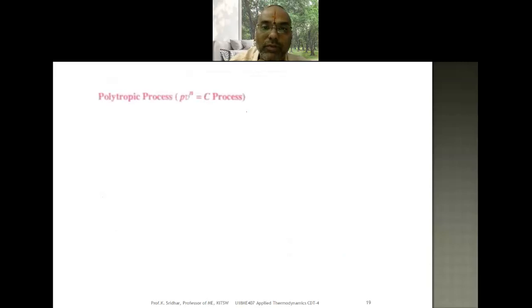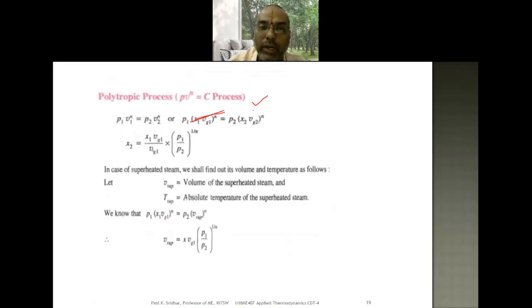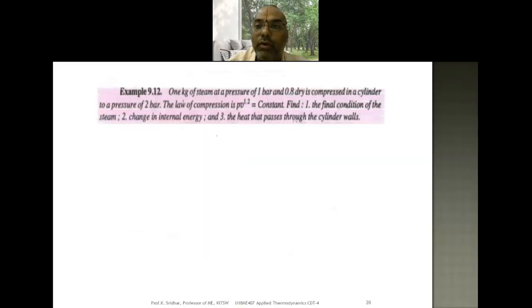Now the last process is basically the polytropic process, Pv to the power of n is equivalent to constant. So it is exactly similar to the reversible adiabatic process. The only thing is that gamma is replaced by n. So Pv to the power of n is equivalent to constant. The x value can be found out by using this particular formula. And let us solve a problem on the polytropic process also.